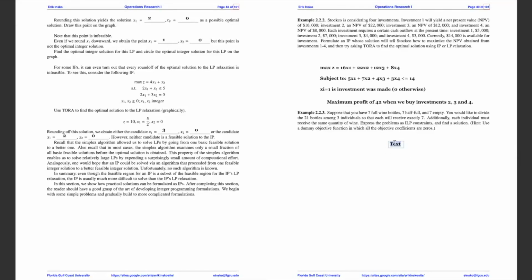So let's start on the next question. It says that we have 7 full wine bottles, 7 half full wine bottles, and 7 empty bottles. So my variable would be Bij for bottles, and with i I will denote the ith person. So we have 3 people, so the i value can be 1, 2, or 3.